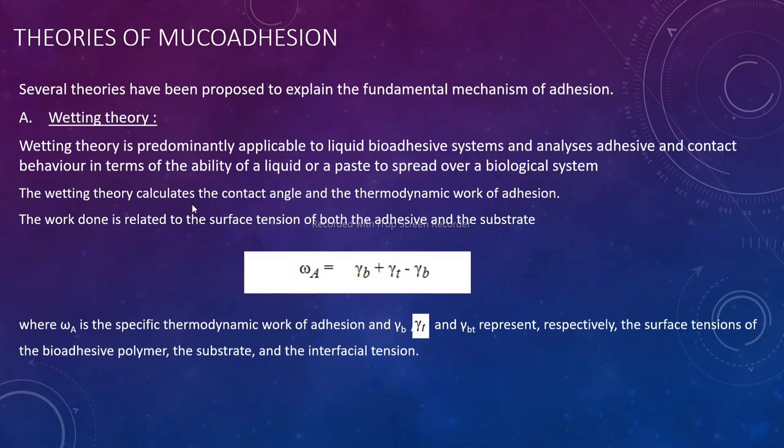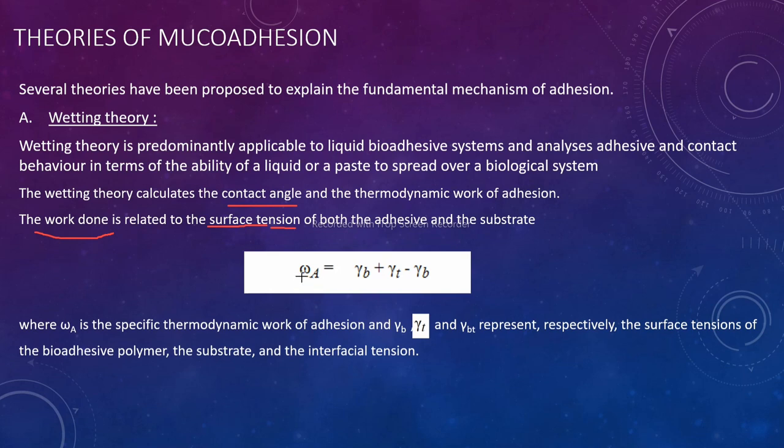Now wetting theory calculates how wetting can be defined. Wetting can be defined by different terms. One of the terms is the contact angle, the degree of angle that has to be measured. That measurement is related to wetting of substances towards the biological membrane. Now we'll go to the work done. The work done is related to surface tension. So wetting is related to contact angle. Work done is related to the surface tension of both the adhesive and the substrate.